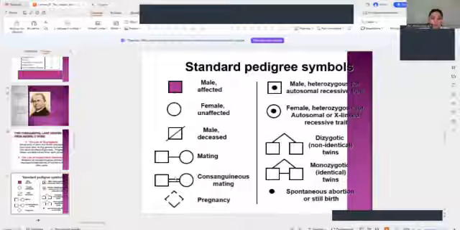This is relative mating. This is pregnancy. These symbols are for carriers. This is dizygotic twins. This is monozygotic twins.